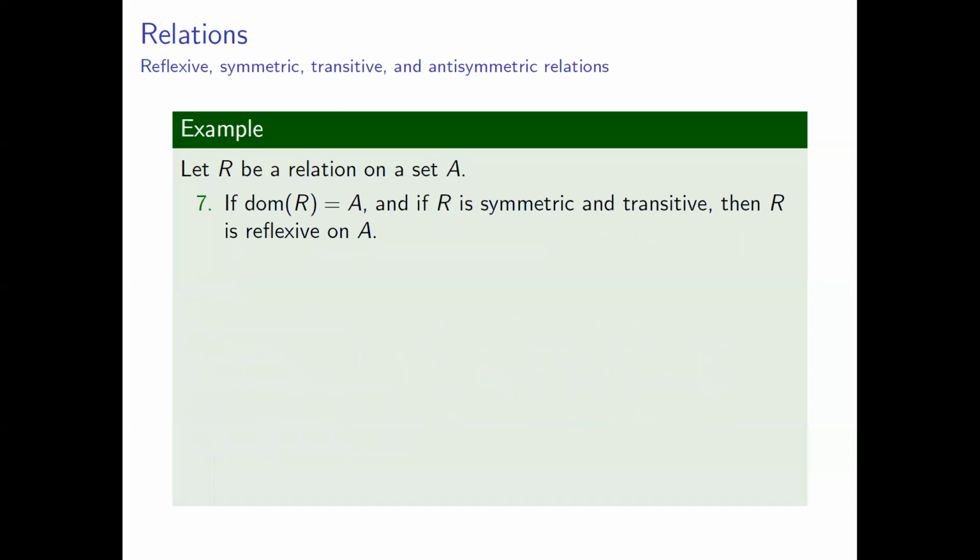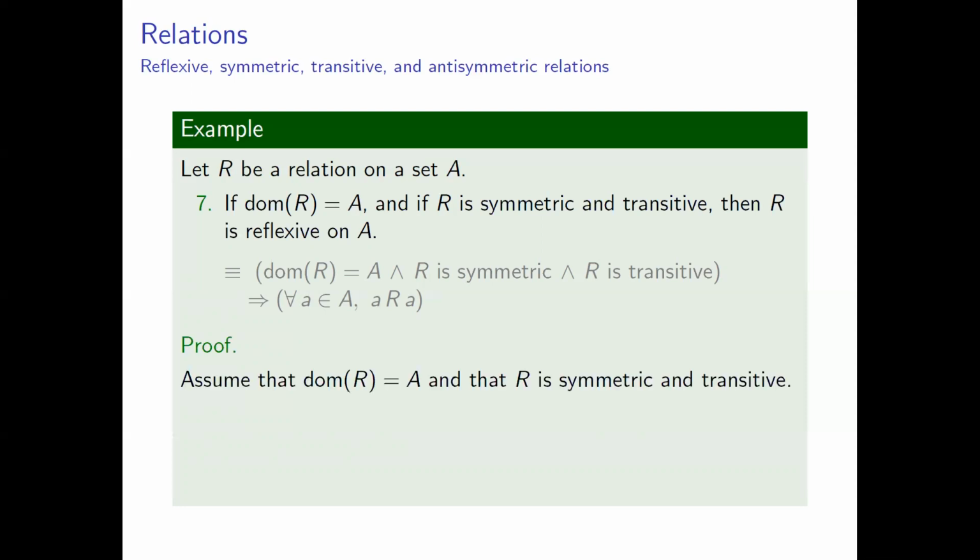Consider the following claim. If the domain of R is equal to A, and if R is both symmetric and transitive on A, then R is reflexive on A. We write this in symbols as: the conjunction of the domain of R equals A, and R is symmetric and R is transitive, implies that for any small a in capital A, a is related to itself under R.